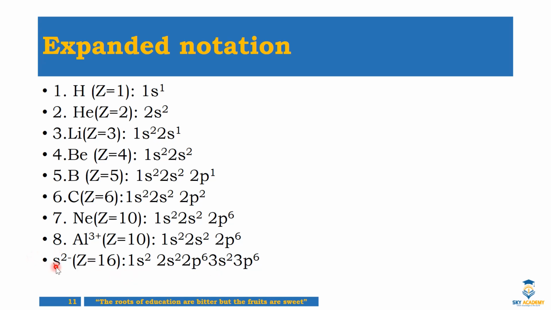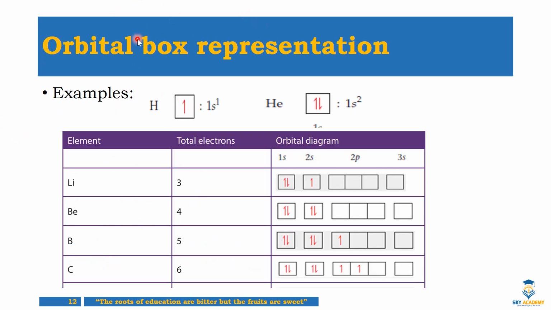Yes, we know that when an atom gains or loses electrons, it does so in order to resemble the electron configuration of noble gases, because noble gases are stable, they do not need to make a chemical reaction. So that's it. Here we need to put 18 here, not 16. Okay? I think this expanded notation, you know it. You understand it. So there is another notation which is called the orbital box representation.